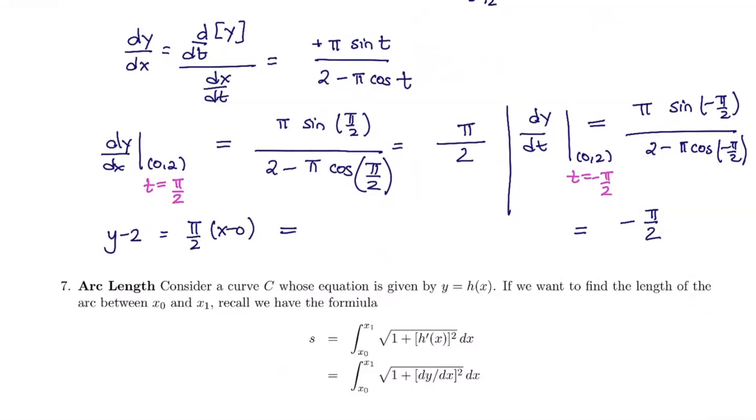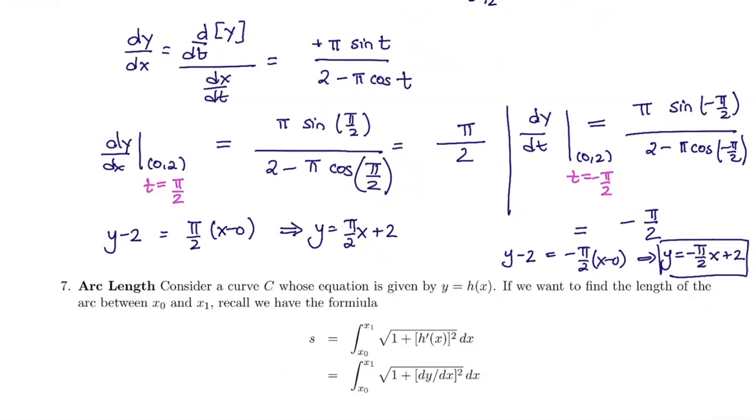And if you really need it in y equals mx plus b form, you can get it by solving for y. The same is true on the other side. You get y minus 2 is equal to negative pi over 2 times x minus 0. And if you want y equals mx plus b, this is y is equal to negative pi over 2 x plus 2. And so indeed, we find that there are two different tangent lines at that particular point.